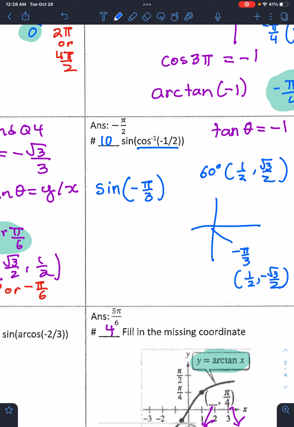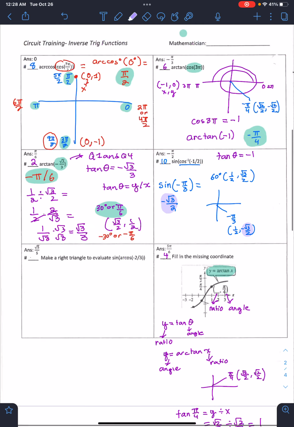And for sine, which is our y value, at -pi over 3, which is (1/2, -square root of 3 over 2), our answer is going to be negative, because in the fourth quadrant, our y values, oops, did I write x value? Sorry. Our answer is going to be -square root of 3 over 2, because sine is our y value, and our y value is negative there.